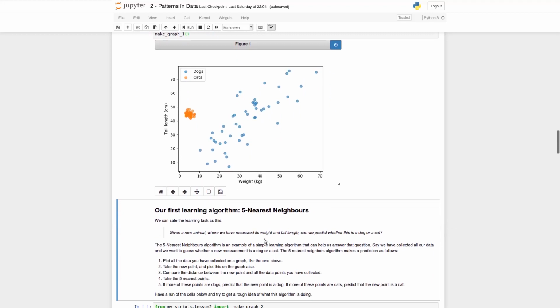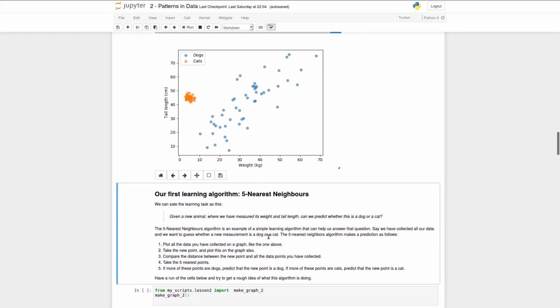The learning task can be stated pretty much like this. Given a new animal where we've measured its weight and its tail length, but we don't know whether it's a dog or a cat, can we predict whether this is a dog or a cat? And the way that this algorithm works goes basically like this. The first thing we're going to do is plot all of the data that we've collected, so our labelled data where we know whether it's a dog or a cat. We're going to plot all of that on a big graph like this. So we've already done that.